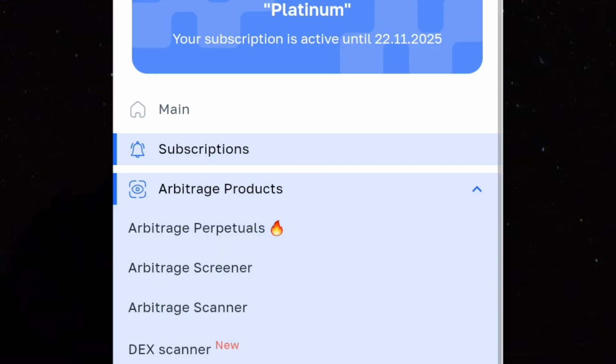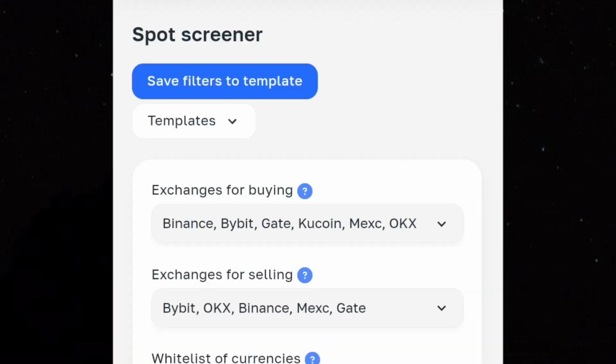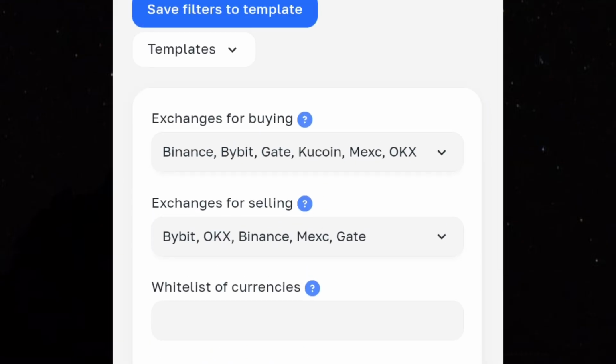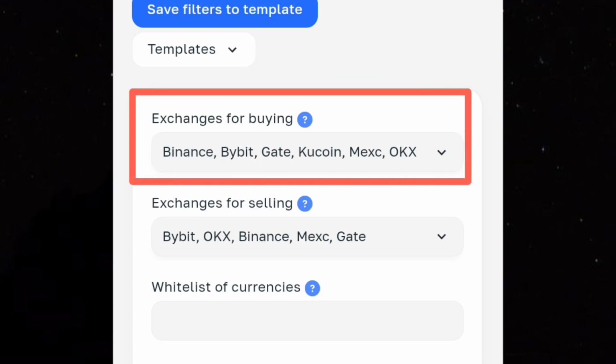So you can get a direct link to the exchange. You can click on the arbitrage screener, and once you're on the arbitrage screener, this shares all the information you need to know about different pairs, guys. Like I mentioned, all these exchanges you see here are legit exchanges: Binance, Bybit, Gate.io, and all of that. Select the ones that you are most comfortable with, the apps that you have. Exchanges for buying, exchanges for selling.